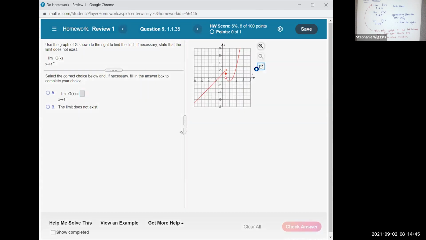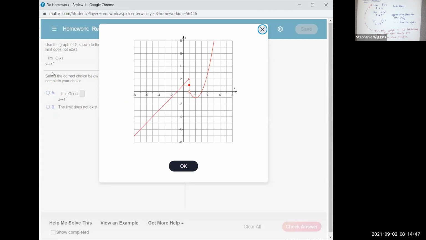Here we're approaching 1. I'm sorry, we're approaching 1 from the negative side, because the negative comes after the 1. So I find my 1 right here and I'm looking again at the left-hand limit, because the left is on the negative side of 1. So the y value, as I get closer and closer to this spot, the y value is 2. And again, it doesn't matter that there's a hole there, because limits are near values, not at.